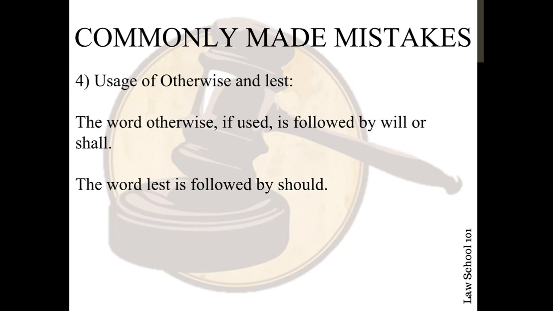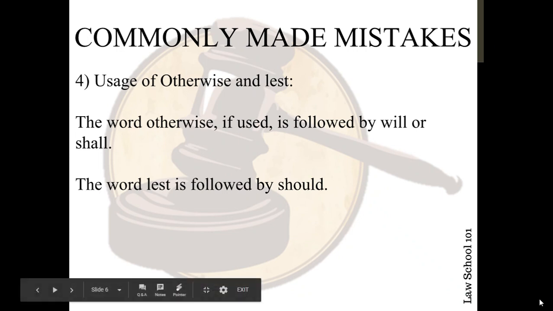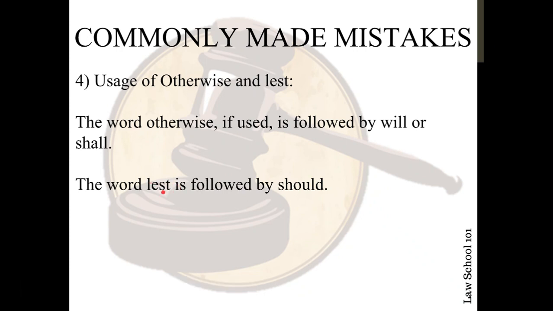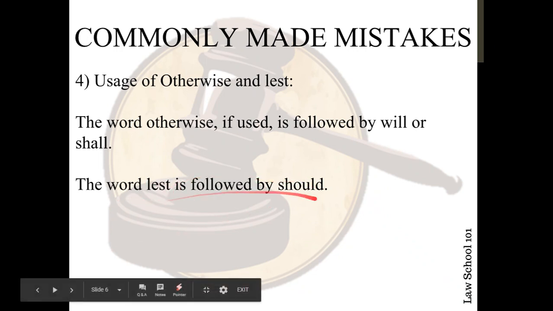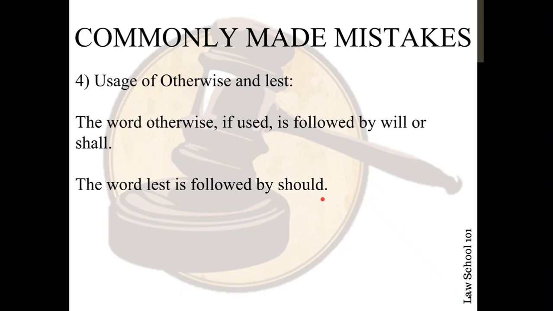So the usage of "otherwise" and "lest," these are most confusing, which lead to simple deduction of marks. So let us look at these. The word "otherwise," if used, is followed by "will" or "shall." Important to keep these things in mind. The word "otherwise" is used with "will" or "shall." And the word "lest" is followed by "should." It's important that you look for "should" after the word "lest," and if it isn't found, that means there's an error in that part of the sentence.